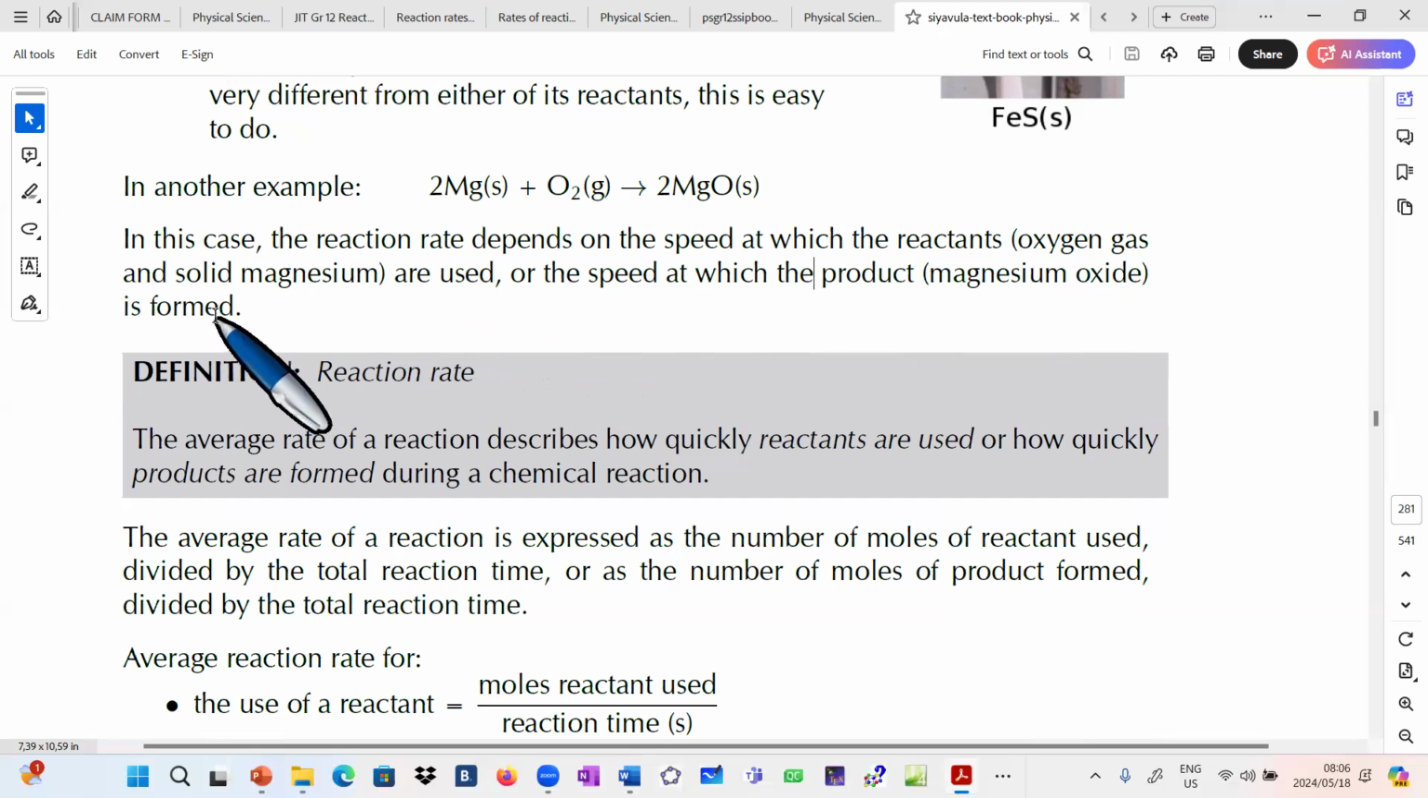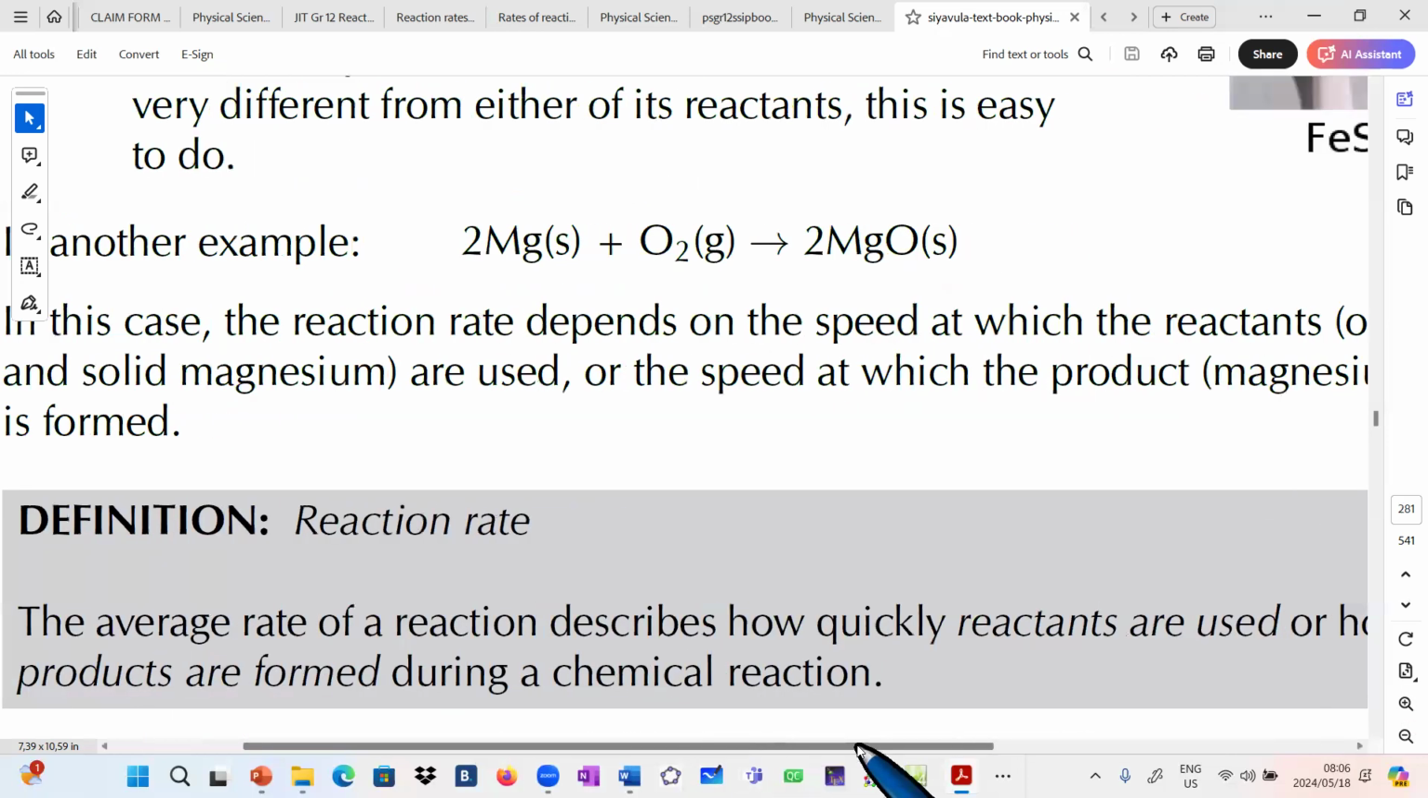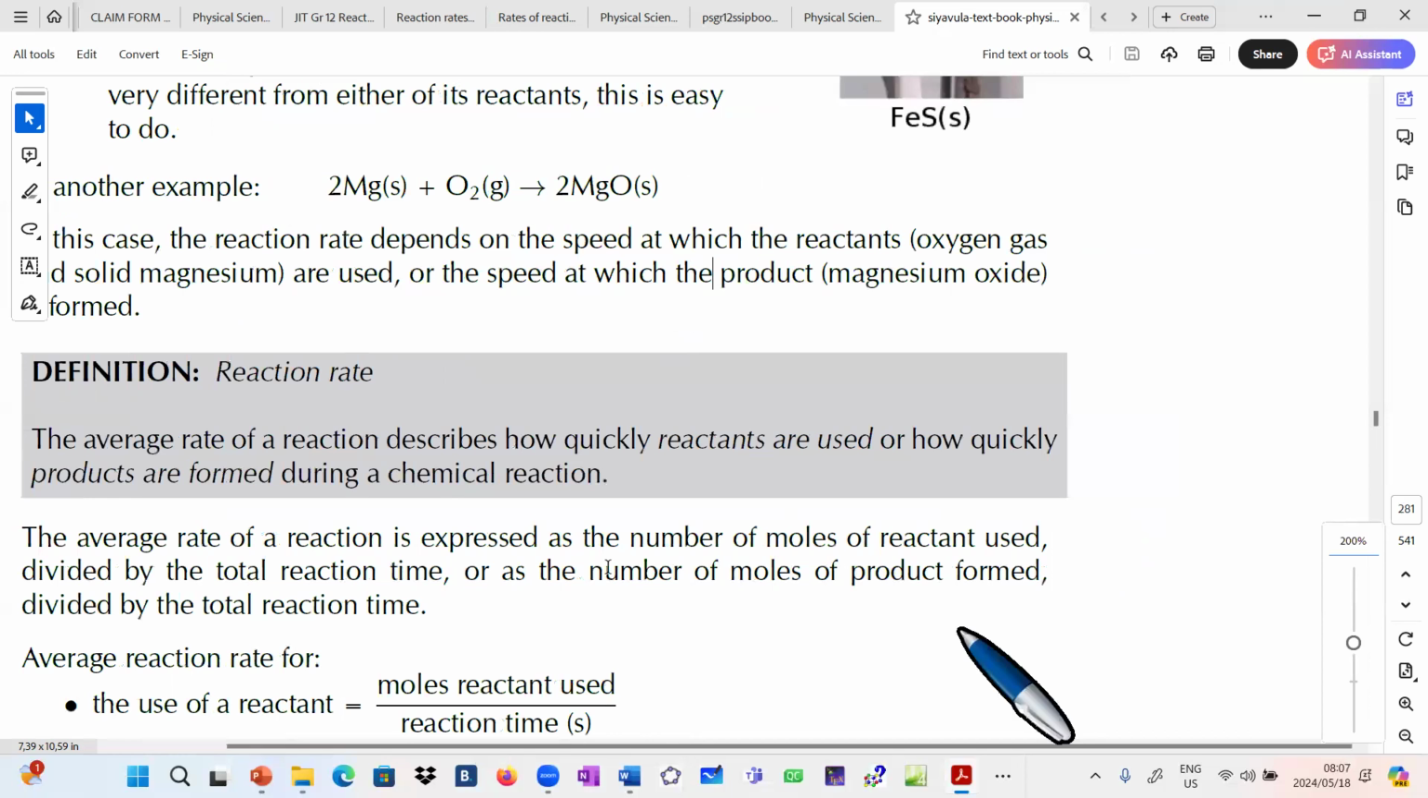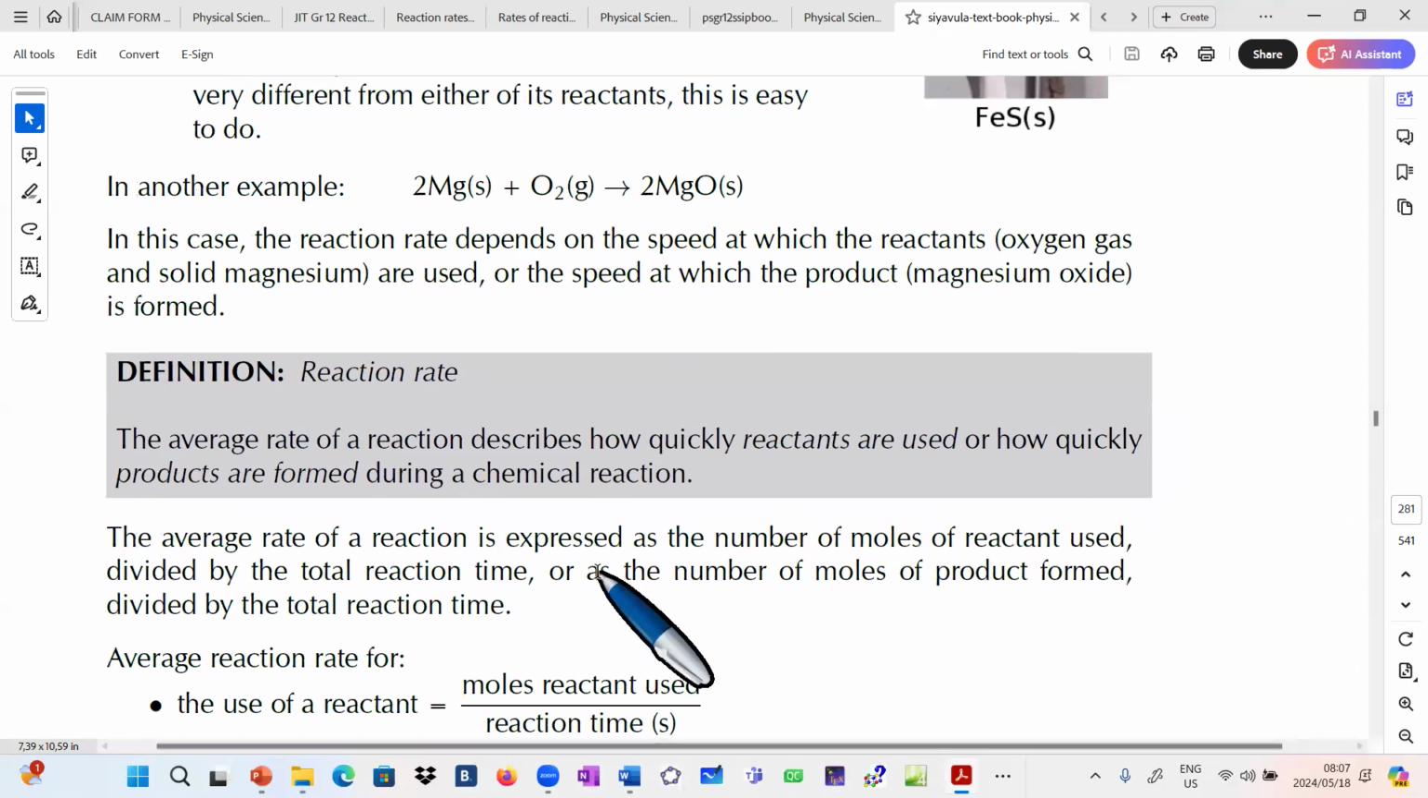Okay, this is very important. So in this chemical reaction, when we are reacting magnesium as a solid and oxygen as a gas, we are looking at two important things. But what are the important things that we consider here? Let us look at these together very carefully. So we are putting together magnesium, a solid, oxygen, a gas, and magnesium oxide is the product. In this case, the reaction rate depends on the speed.